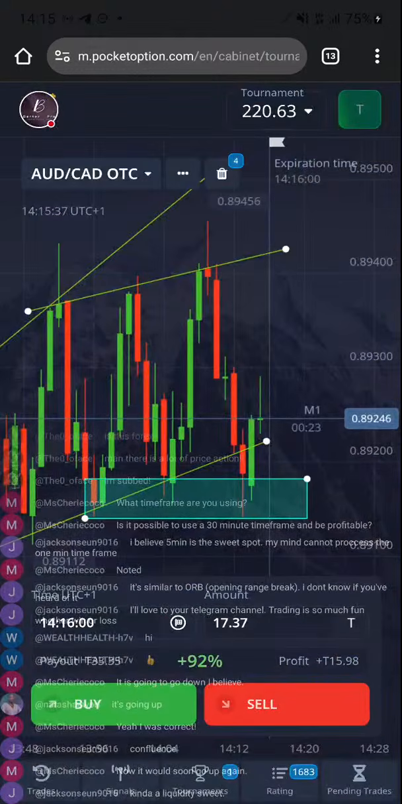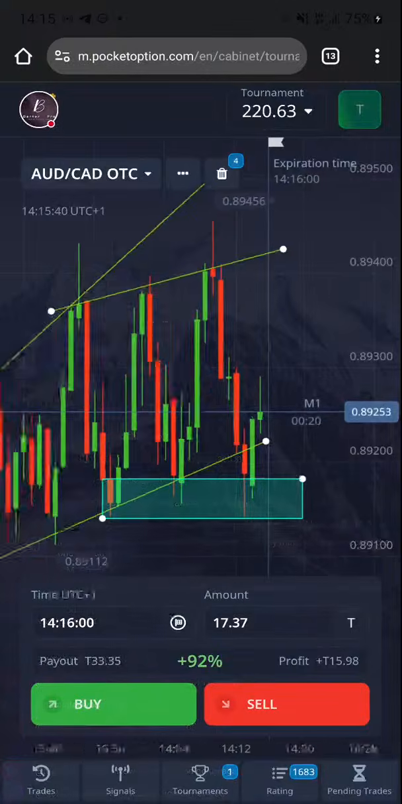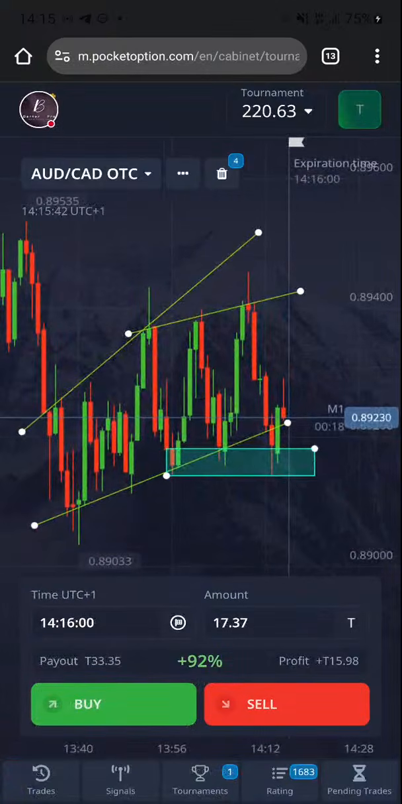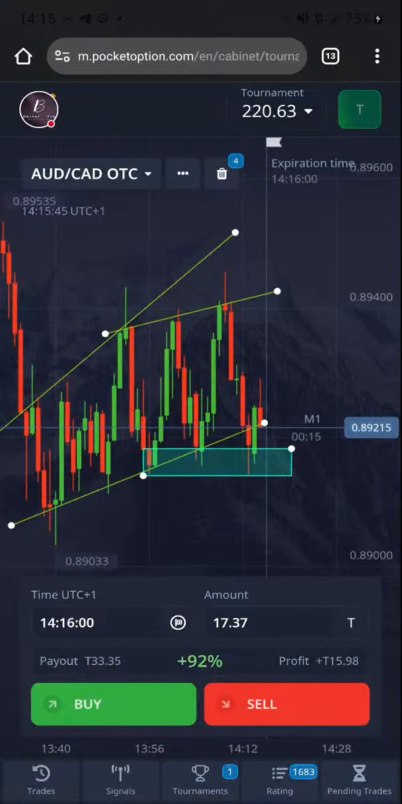Yeah, there's a liquidity sweep. You're very correct. You understand? Now, another bigger liquidity sweep is still coming, especially to the downside. I'm expecting that. You understand?